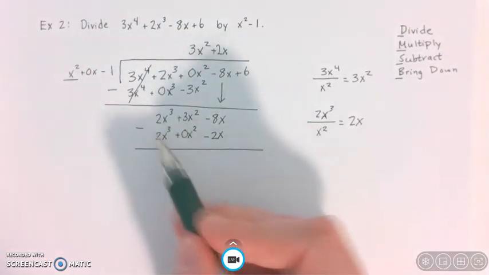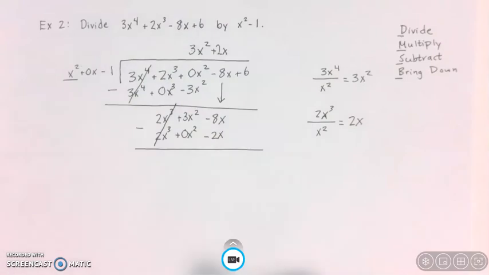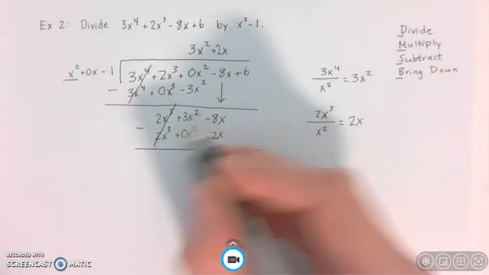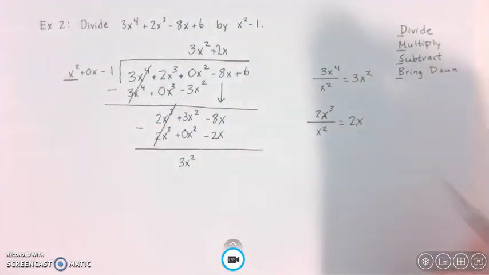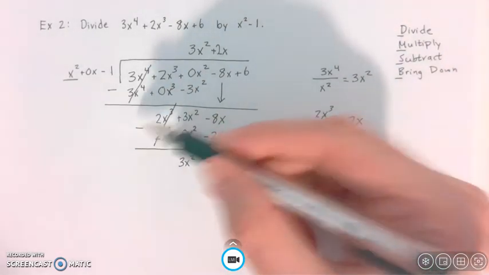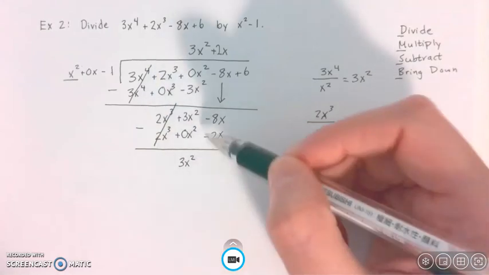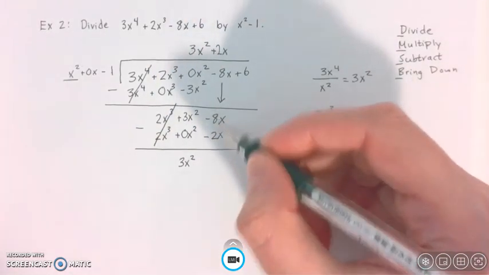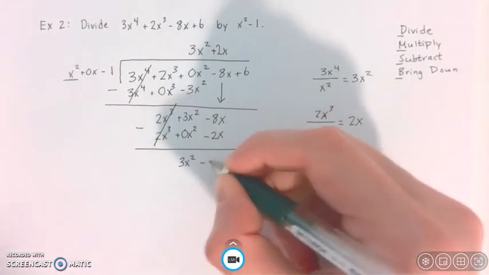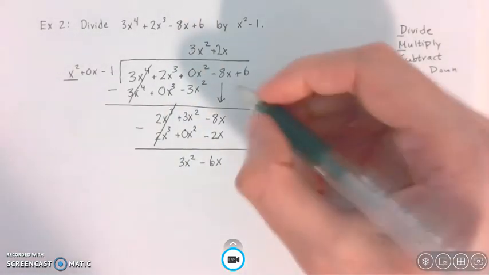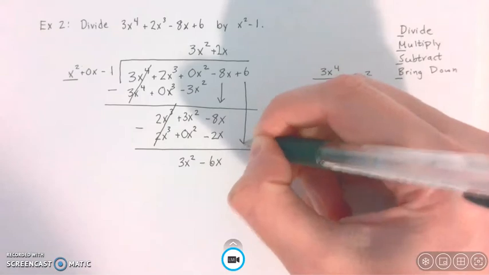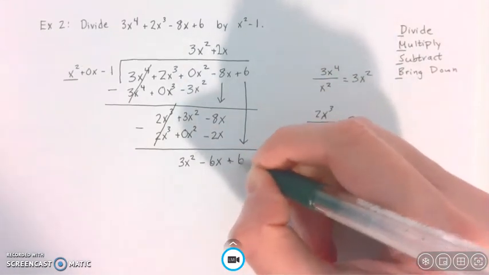So 2x cubed minus 2x cubed is 0. 3x squared minus 0x squared is 3x squared. A negative 8x minus a negative 2x, that can change to plus plus. So a negative 8 plus 2 is a negative 6x. All right, and then I'm going to bring down the next term. And that's a positive 6.